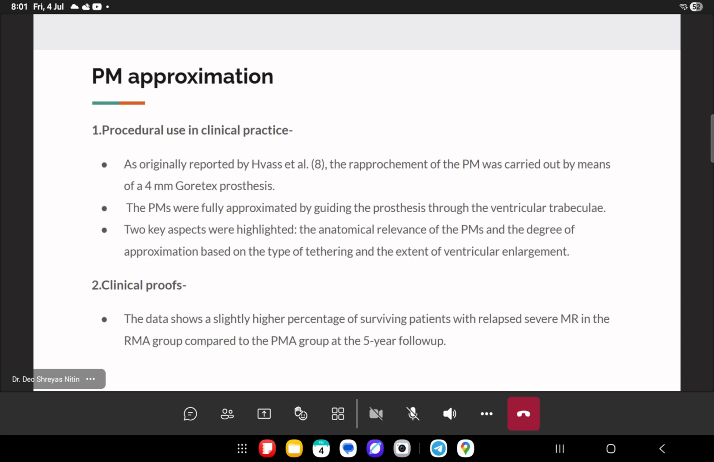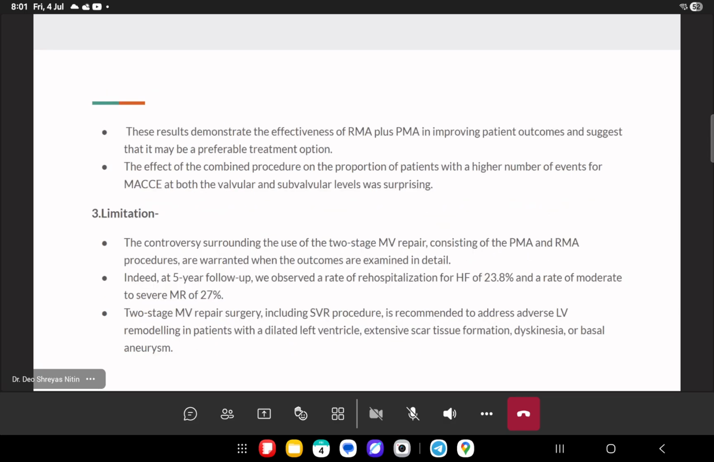The data showed a slightly higher percentage of surviving patients with relapsed severe mitral regurgitation in the restricted mitral annuloplasty group compared to the posterior mitral annuloplasty group at the 5-year follow-up. These results demonstrated the effectiveness of RMA plus PMA in improving patient outcomes and suggested that it may be a preferable treatment option.